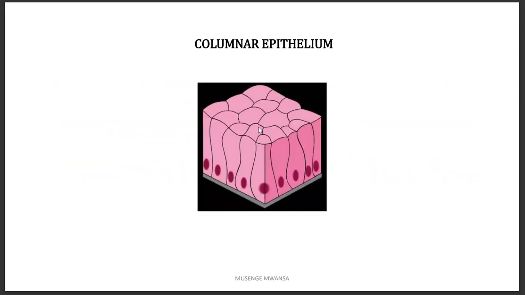So this is how it looks. You can see that the nuclei are at the same level. That is how you tell if you have one layer or not. Because if we had another nucleus there, and also there, that would have meant they are different cells.